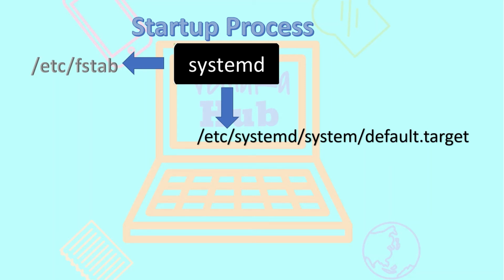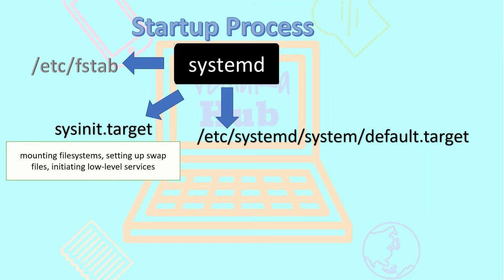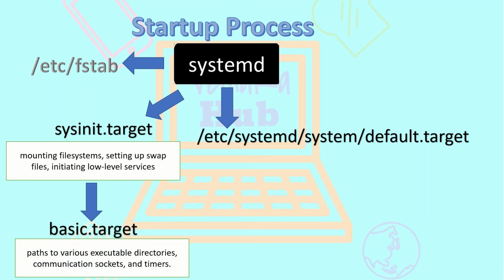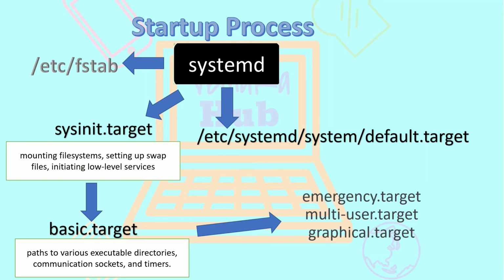The systemd though runs its processes in parallel, but still it has a couple of checkpoints. The first checkpoint is sysinit.target. It involves the mounting of file systems, setting up swap files, initiating low-level services, etc. Then the next checkpoint is basic.target, which includes setting up paths to various executable directories, communication sockets, and timers, etc. Once these targets have been set up, next the user level targets are started, like emergency target for single user mode, multi-user target for text mode login on console, and graphical target for GUI. So once this stage is completed, the users would be able to access the OS as per the started target.